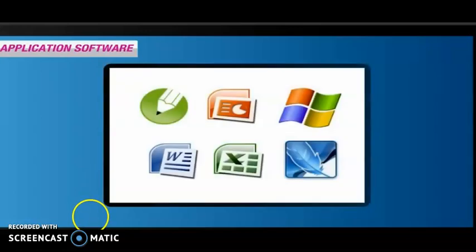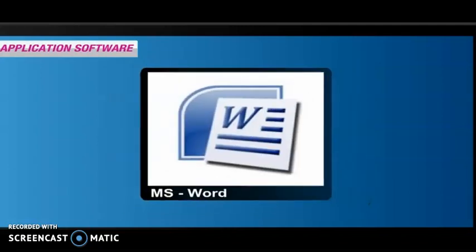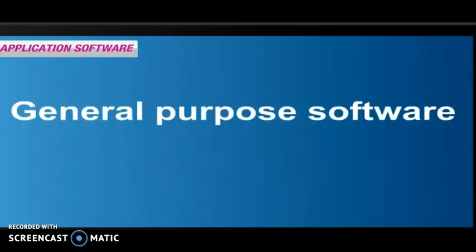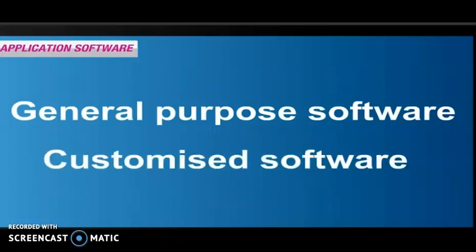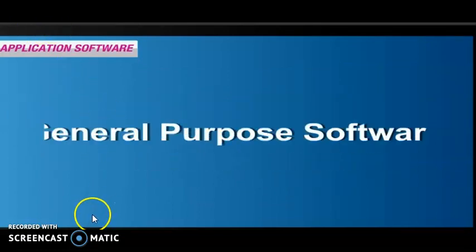Now, the application software. Microsoft Office, which we are using, is application software. If you are using Paint, it's application software. VLC is an application software. So whatever we are installing in the system, we can call them application software. Is it clear?